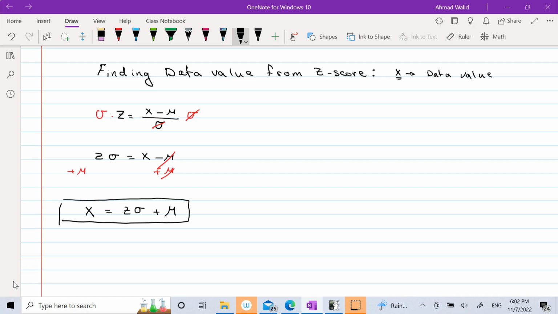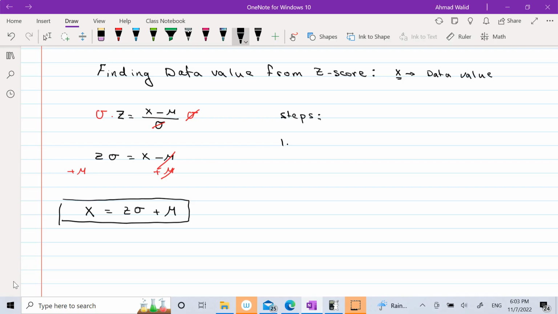This last formula, which is x equals z times sigma plus mu, is the formula that you can use to find the data value, if the z-score is given to you, also the standard deviation in a problem. Before going to an example, let me write the steps. How do you deal with the problem step by step? The steps are a little bit different than the previous lecture. In the previous lecture, our first step was to find the z-score.